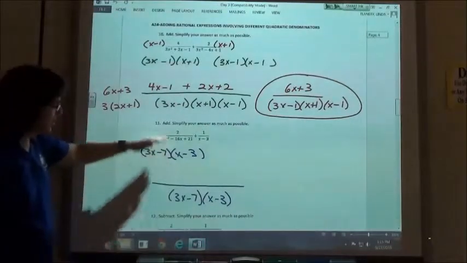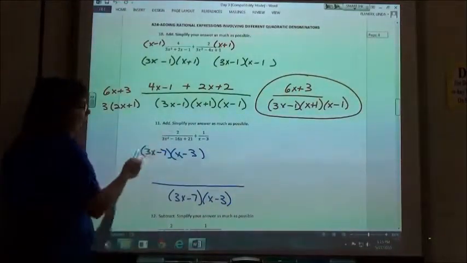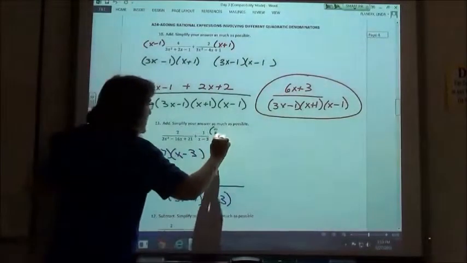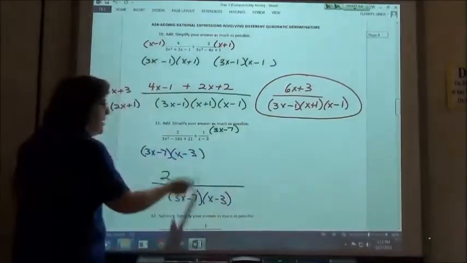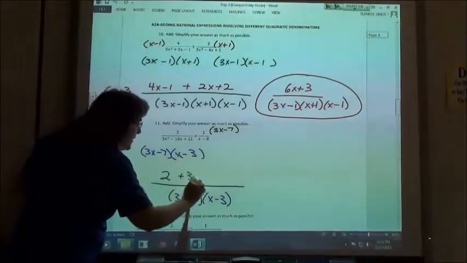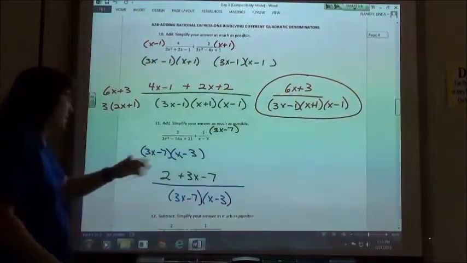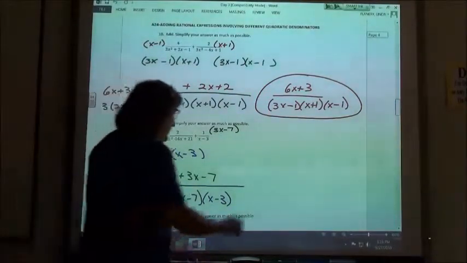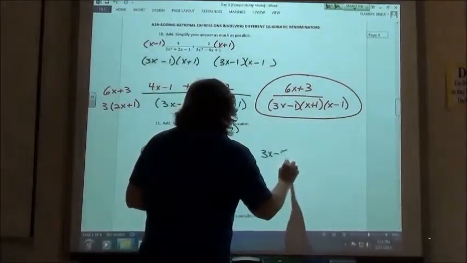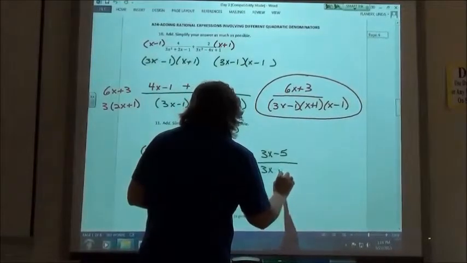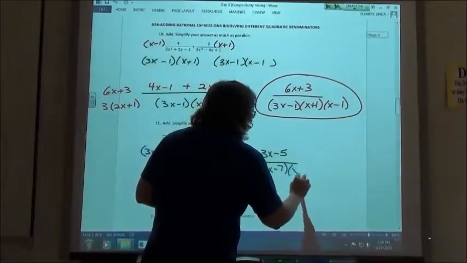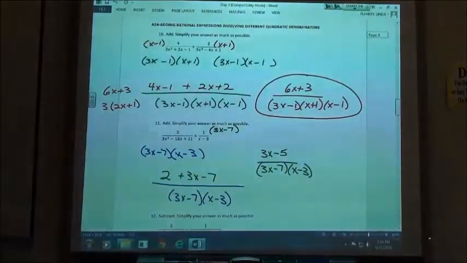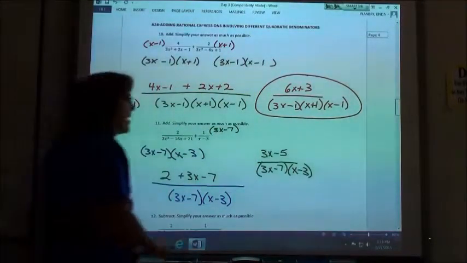So on that first fraction, I don't have to multiply that by anything. I could say it's times 1, but I'm just going to get the 2. The second fraction is missing the 3x minus 7. So if I multiply that by 1, I get 3x minus 7. Combining my like terms, then I get 3x minus 5 over my 3x minus 7 times x minus 3. And I can't factor that out, and I can't reduce it down any farther than that. So that's just going to be my answer.